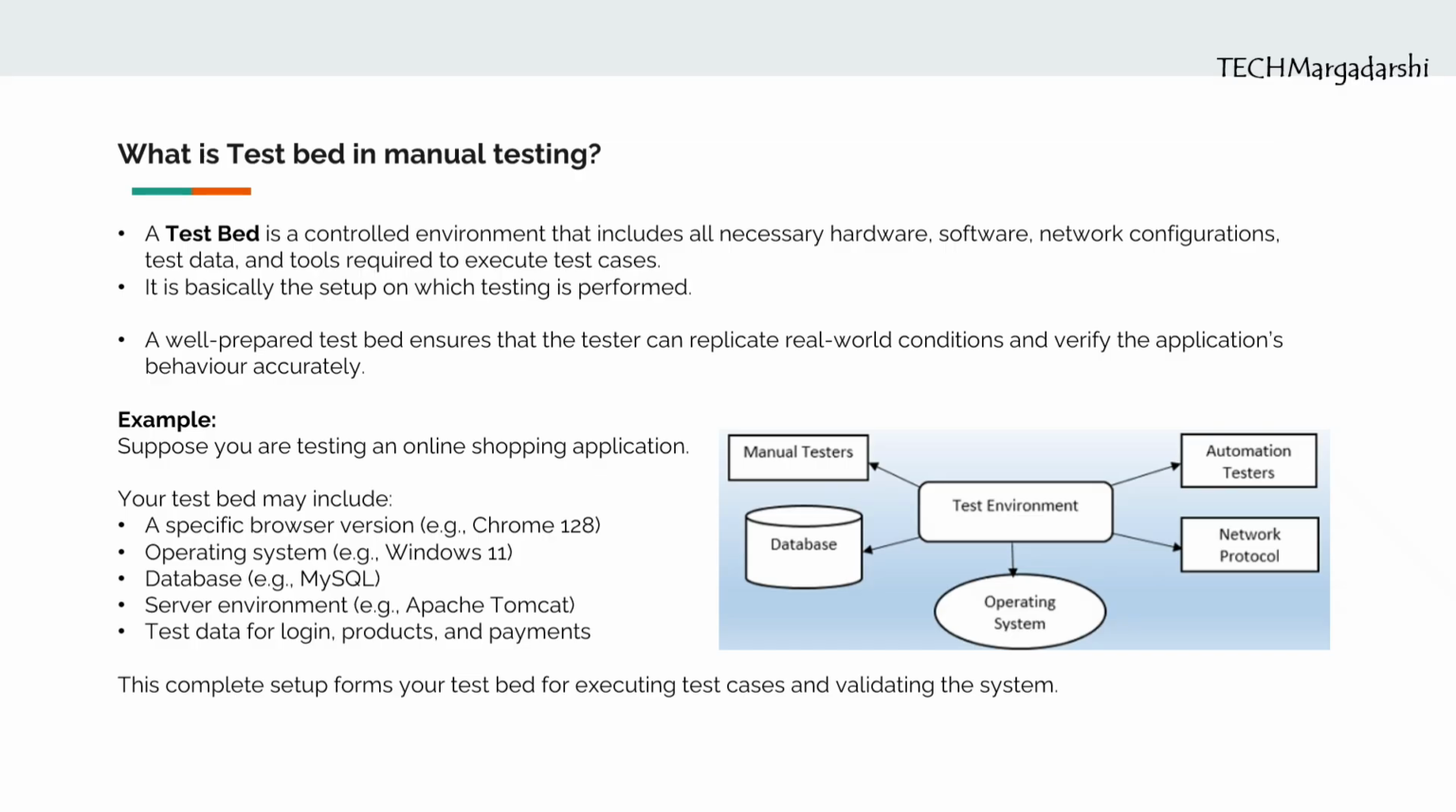Here is the first question of part 6 series. What is test bed in manual testing? A test bed is simply the environment where testing takes place. It includes all the hardware, software, configurations, and test data needed to execute your test cases properly. For example, if you're testing an e-commerce website, your testbed might include Windows 11 operating system, Chrome browser, version 128, MySQL database, Tomcat server, and test data like user accounts, products, and payment details. Together, these make up your testbed, the setup used to run tests and observe results.